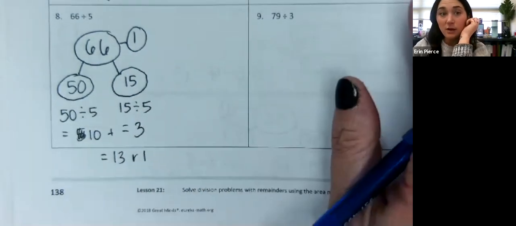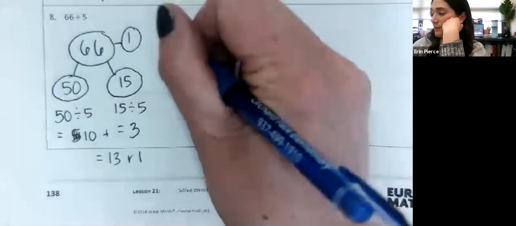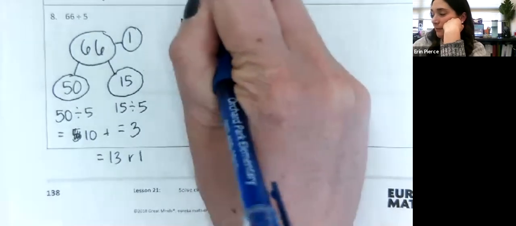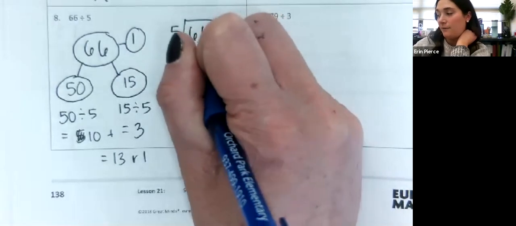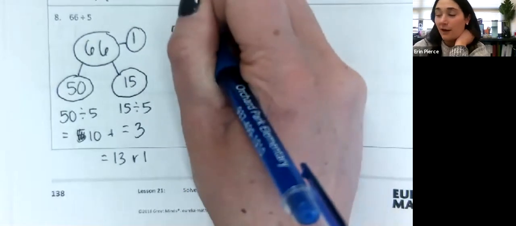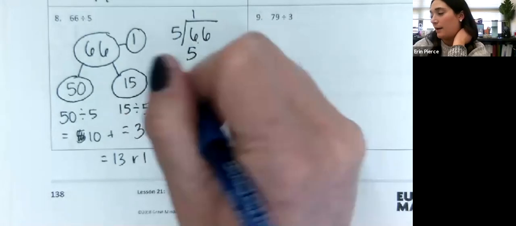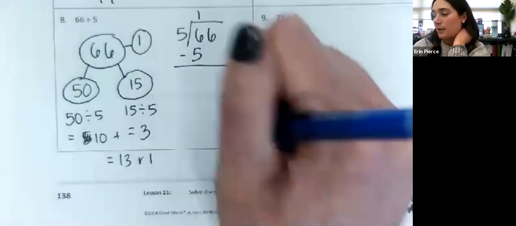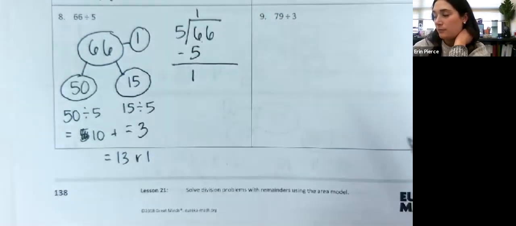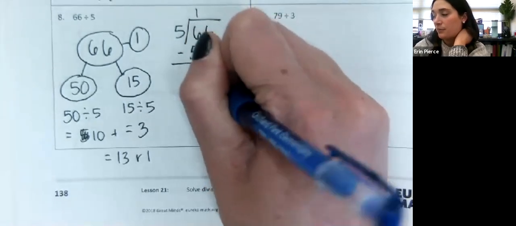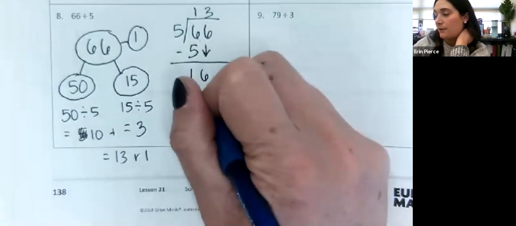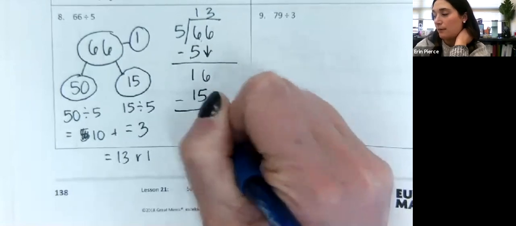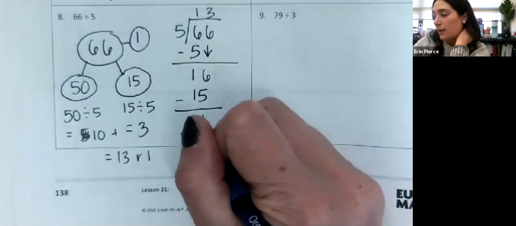Let's see it using long division. 66 divided by 5. 6 divided by 5 is 1. I multiply and I get 5. 6 minus 5 is 1. I bring that 6 down. 16 divided by 5 is 3. 3 times 5, 15. I subtract, I get 1. 13, remainder 1.